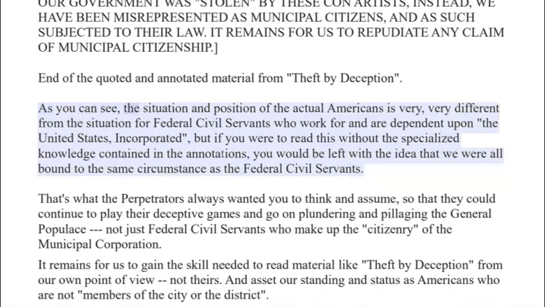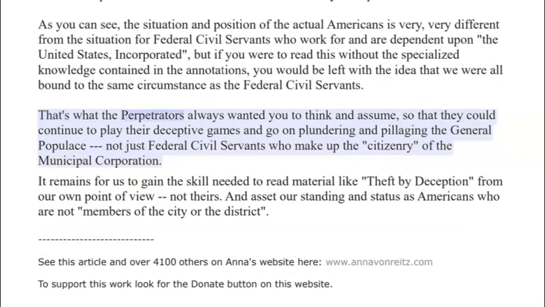As you can see, the situation and position of the actual Americans is very, very different from the situation for federal civil servants who work for and are dependent upon the United States Incorporated. But if you were to read this without the specialized knowledge contained in the annotations, you would be left with the idea that we were all bound to the same circumstance as the federal civil servants. That's what the perpetrators always wanted you to think and assume, so that they could continue to play their deceptive games and go on plundering and pillaging the general populace. Not just federal civil servants who make up the citizenry of the municipal corporation.